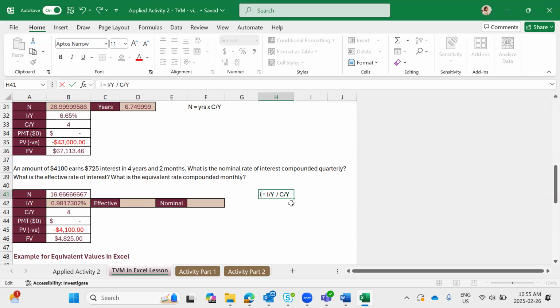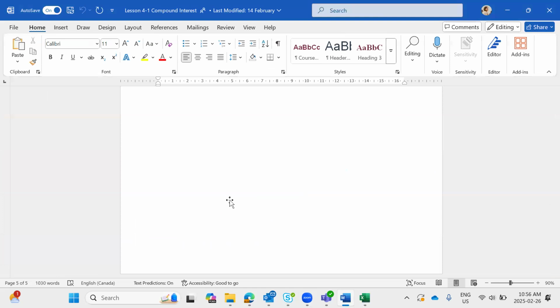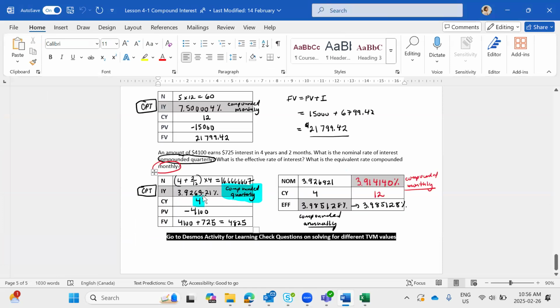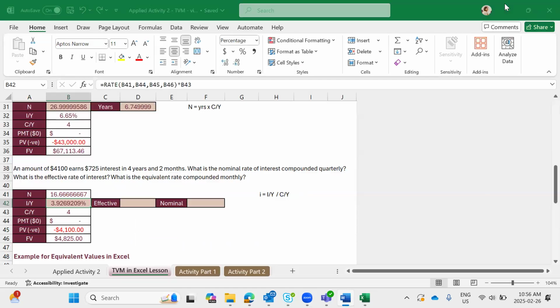So if we want the version that the financial calculator gives you, IY, we have to do the opposite of dividing by CY. The opposite of dividing by CY is to multiply by CY. That's the only change you need to make: if you multiply it by your CY, that is then the IY value that matches up with what we found on the financial calculator. 3.926921 when you round it. I just have one more decimal place in Excel.